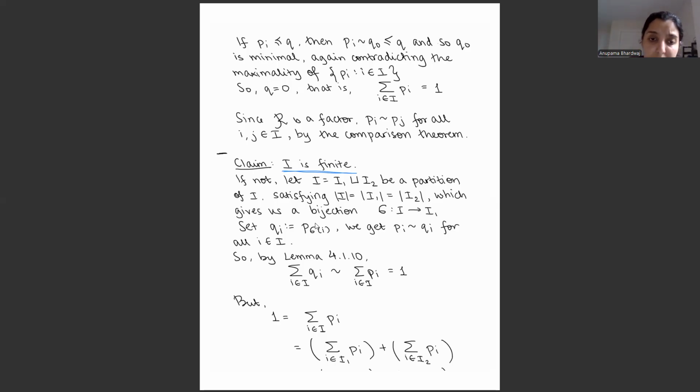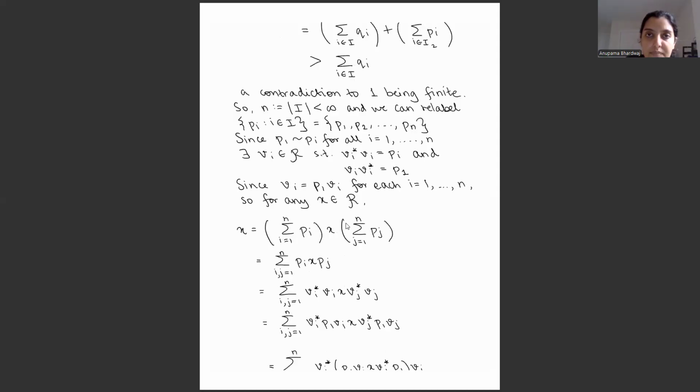Okay, so now I have certain calculations. So 1 is equal to the sum of projections Pi, and then that sum can be written as two sums separately, which is the sum of i in I1 of Pi plus the sum of i in I2 of Pi. And then that is equal to the sum of Qi over i in I plus the sum of Pi over i in I2, which is going to be greater than the sum of Qi over I. And this is a contradiction to 1 being finite. You can't have infinitely many Qi's which are less than 1 when 1 is finite. And we've shown that 1 is finite.